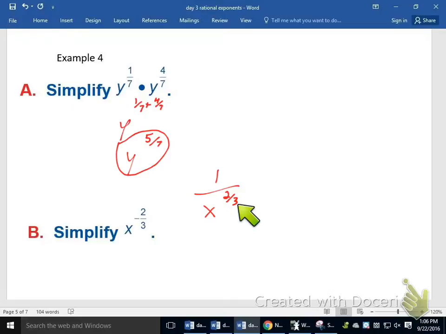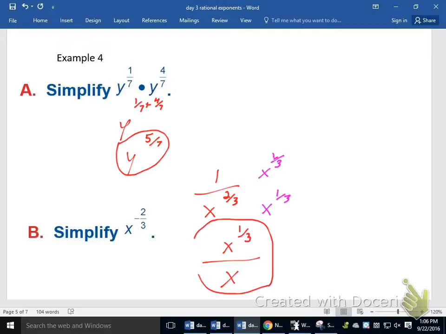Now how I can do that is I'm going to multiply the top and bottom by the same thing, and that's going to be x to the 1/3, because that will complement the 2/3 perfectly well to make it a whole number. Now my final answer will be x to the 1/3 on the numerator and over x to the first power on the denominator. This is our simplified answer.